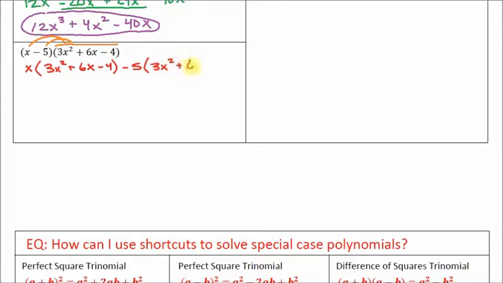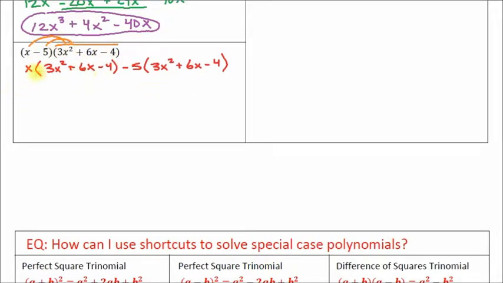trinomial. Now, we can go through the proof and show you how mathematically this works. I've done it before in previous class. If you'd like to let me show that to you, just stop by at tutoring sometime. We'll go over and show you why this always works to simplify or multiply these two polynomials.